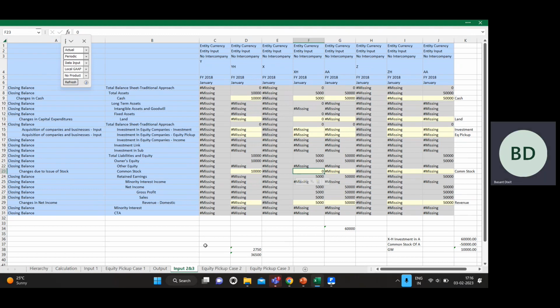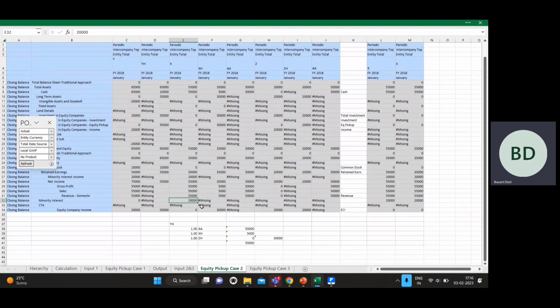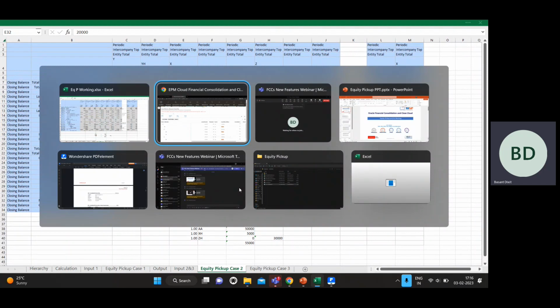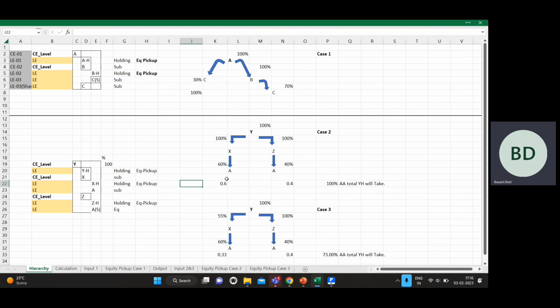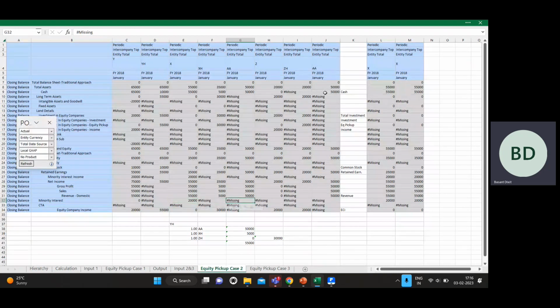Please keep in mind what figures are here, and we will also cross check with the figures. Okay, so in the first case of this hierarchy specifically, we have the cash figures. For ZH, it has 40% ownership. So 50,000 into 40% comes to 20,000. So at the equity pickup, that is the investment account, it is coming as 20,000 at the holding level. This is the most important thing to remember, what is holding and what is C level legal entity. So at ZH we have 20,000 in the equity pickup, and it is rolling up to investment.